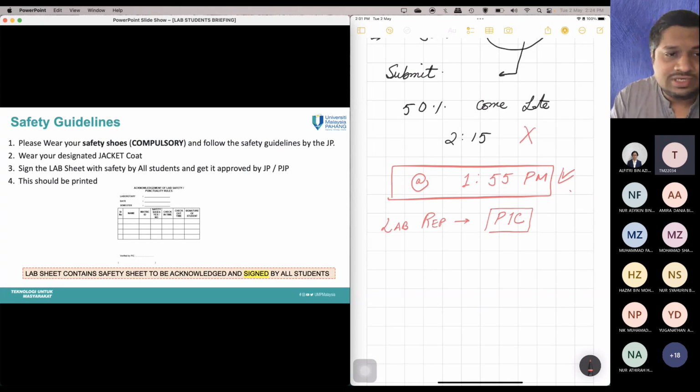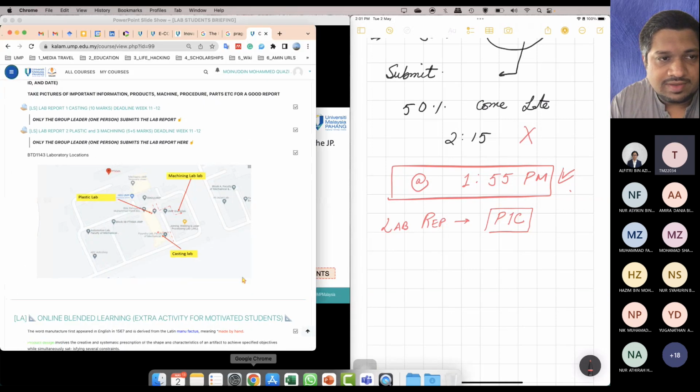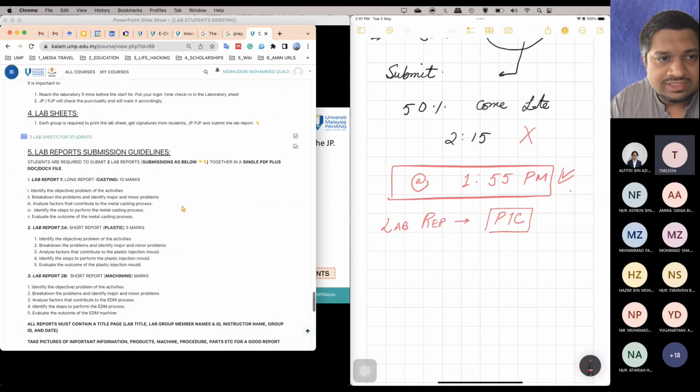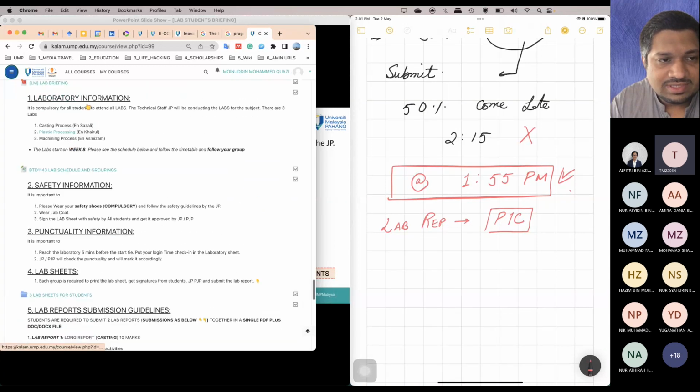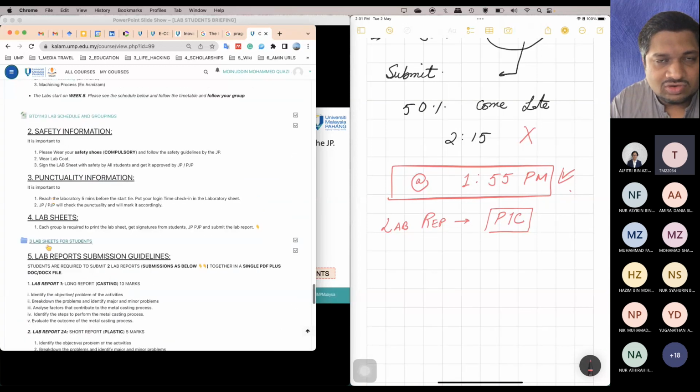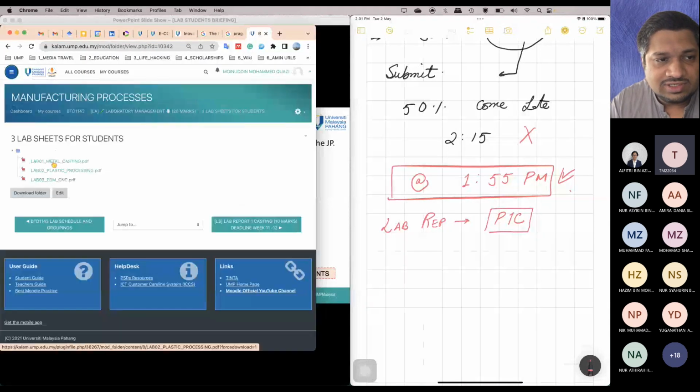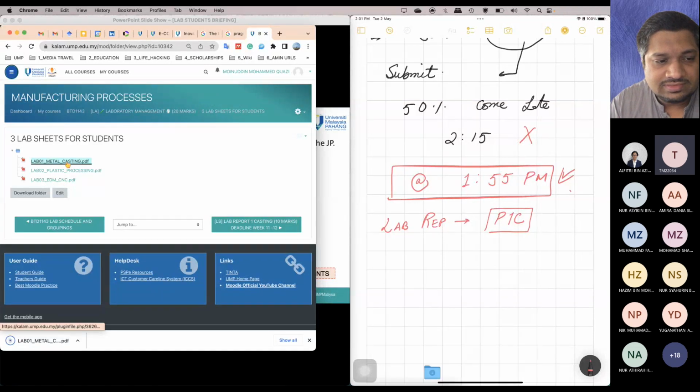What you need to do is go to Kalam, open Kalam, go to lab sheets. This is the lab sheets. Open this folder. Once you open this folder, you will find three labs together: metal casting, plastic processing, and CNC. Open casting.